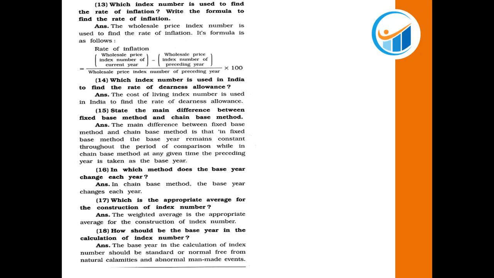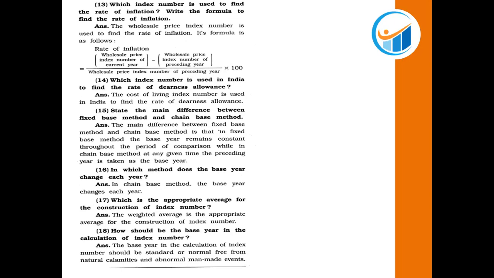Now question number 16. What is mentioned there? In which method does the base year change every year? According to our explanation of question number 15, students, you can very easily give the answer. According to its name, in fixed base method the base year remains fixed, but here the question is, in which method does the base year change each year? So in chain base method, the base year changes each year. That is the important explanation for question number 16.